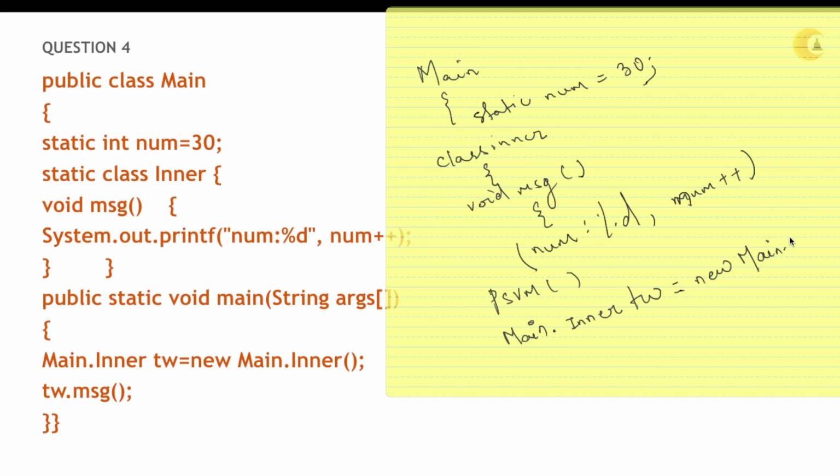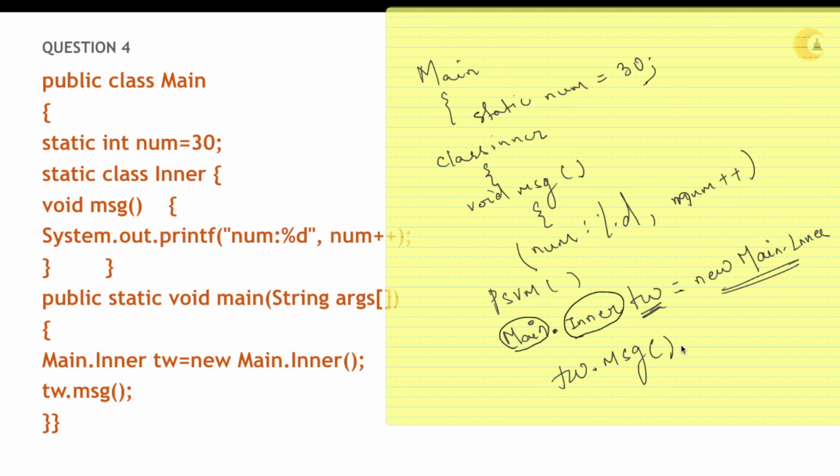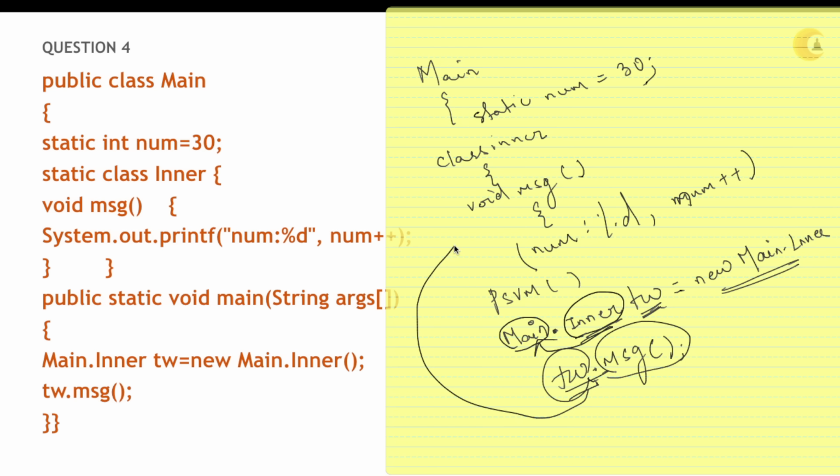So whenever that is the case, how will you do it? You are going to write the actual class, put a dot, write the inner class whose object you will be creating, and write the object name. That is how it is done. Now it's saying tw.message. So tw is the object of the inner class which is inside the main class. Now tw will access what? It will access the method message. So it will go over here. Now what does this message have?